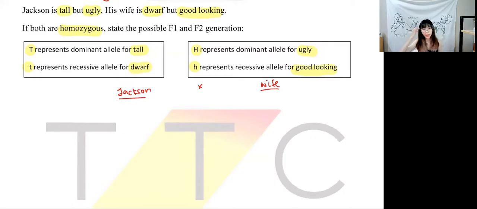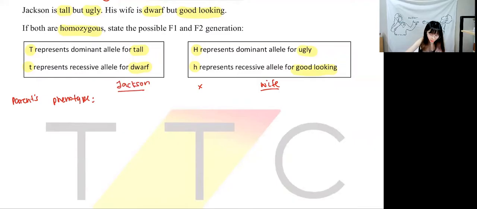So we're going to start from the parents' phenotype first. Actually, you don't have to start with this, but it's okay. We're going to start with this. Parents' phenotype. What does parents' phenotype mean? It means the physical appearance, right? It's called phenotype. So Jackson is what? Tall but ugly. Tall, ugly. The wife is what? The wife is dwarf and good looking. Okay, dwarf and good looking.